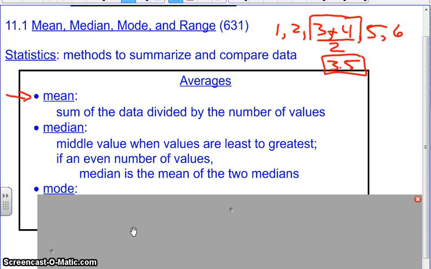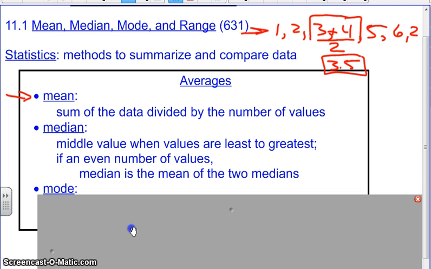Occurs the most, okay? So in this little set of data that I gave you here, is there any number that occurs more than any other? No, but if I gave you one more piece of data, like I said, 2. Now what's the mode of that set? 2, because that one occurred twice, okay?